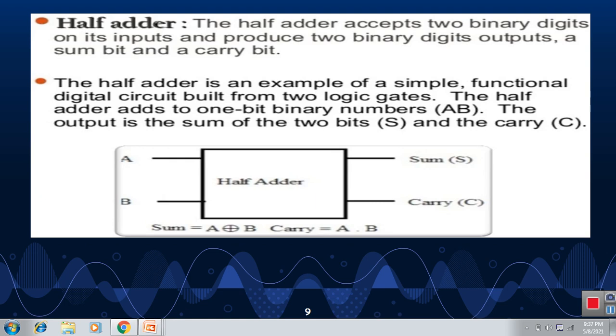Half adder. The half adder accepts two binary digits on its input and produces two binary digit outputs, a sum bit and a carry bit. The half adder is an example of a simple functional digital circuit built from two logic gates. The half adder adds two one-bit binary numbers A and B. The output is the sum of the two bits, S, and the carry, C.